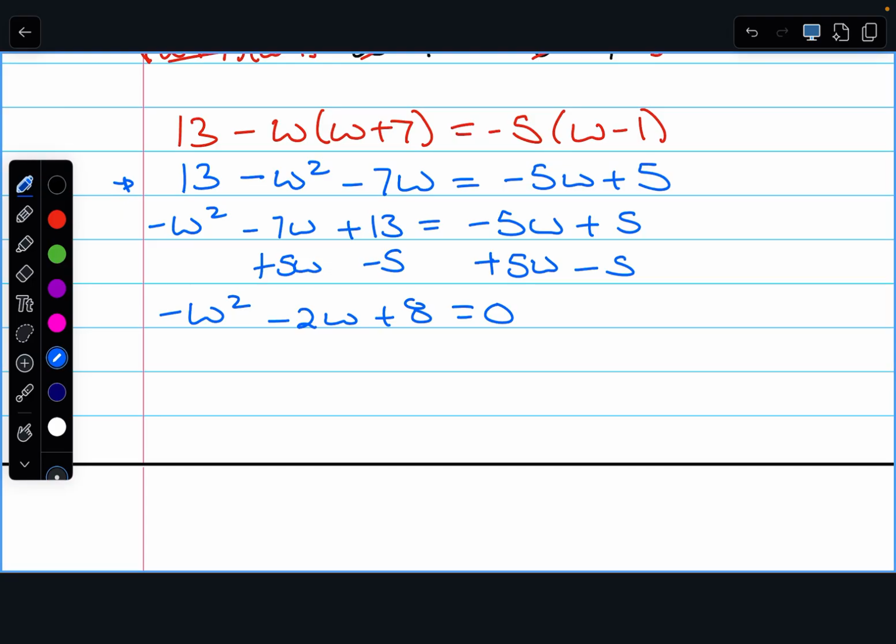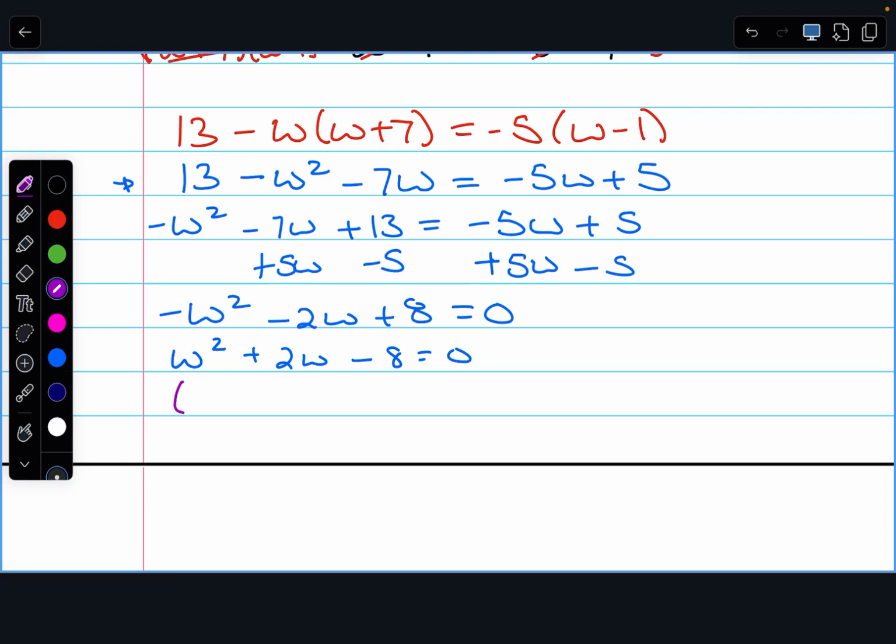So then they were like, okay, well, we can move everything over. So they started to add w squared. And somebody pointed out, hey, if I'm going to move everything over, all it does is change my signs. So why not just change the signs of everything? And now we can go ahead and factor this and solve.